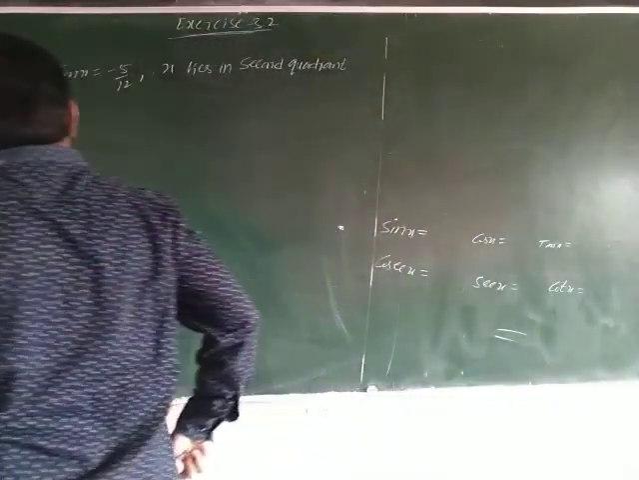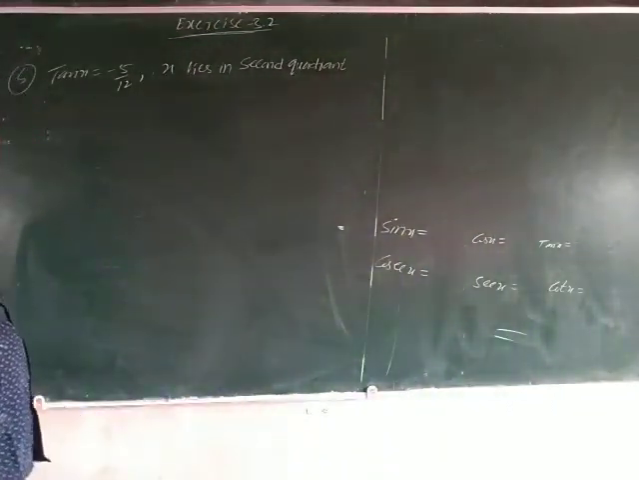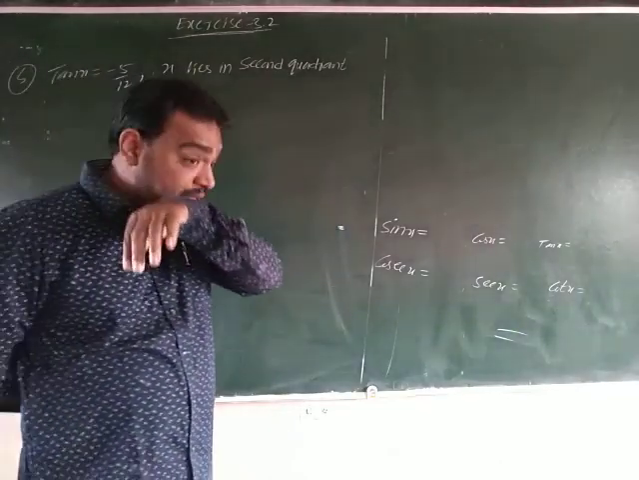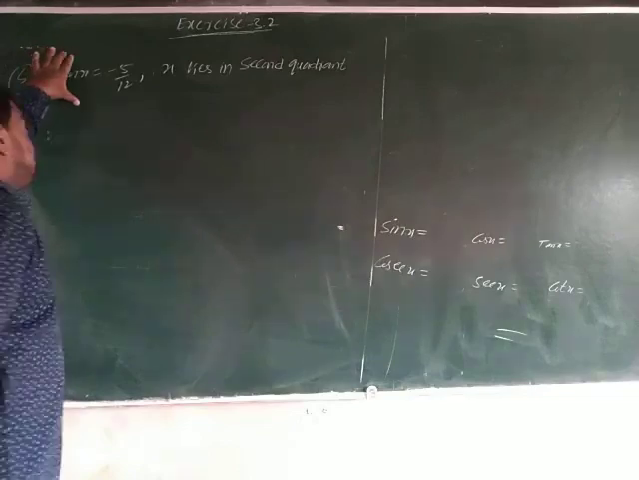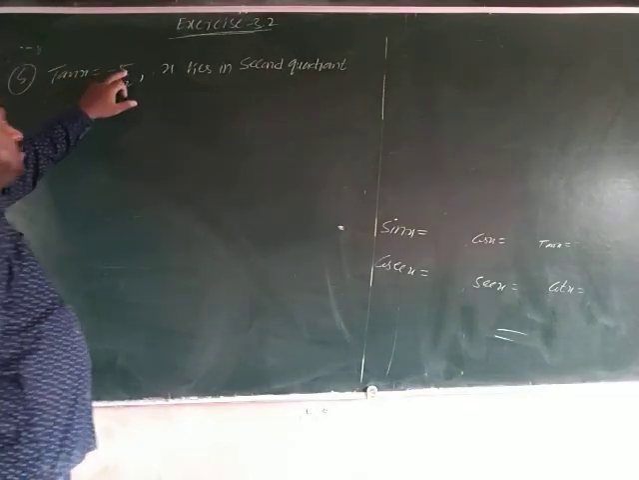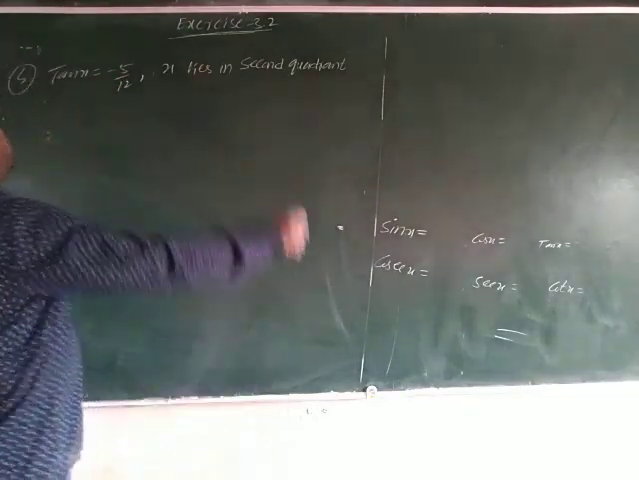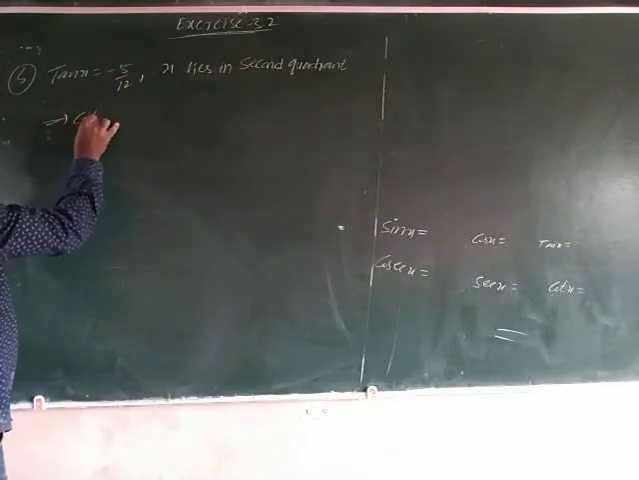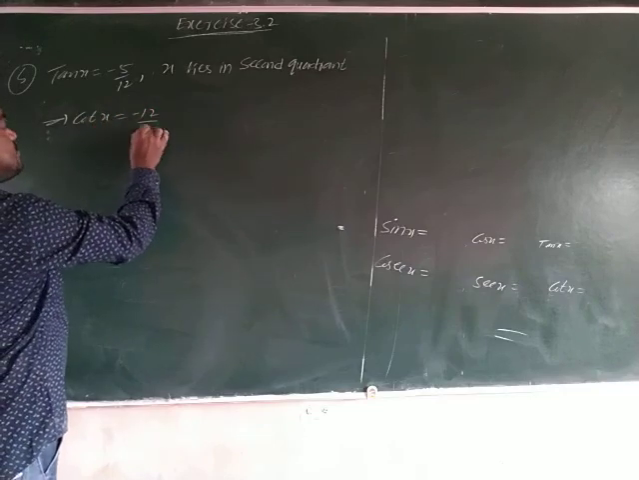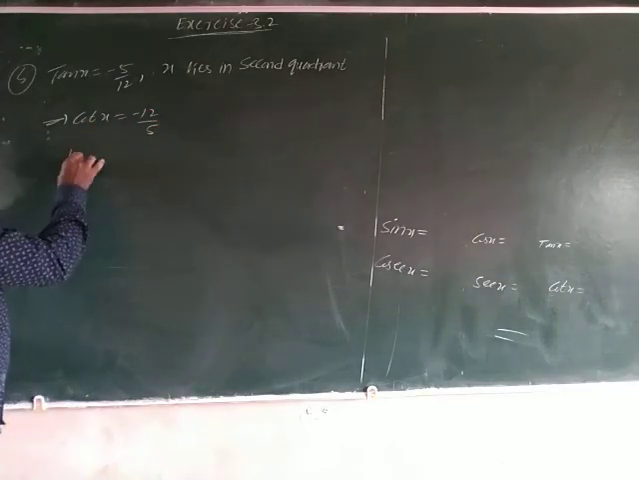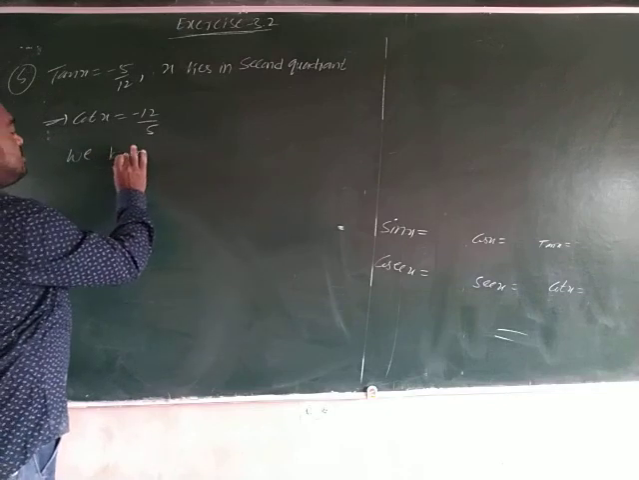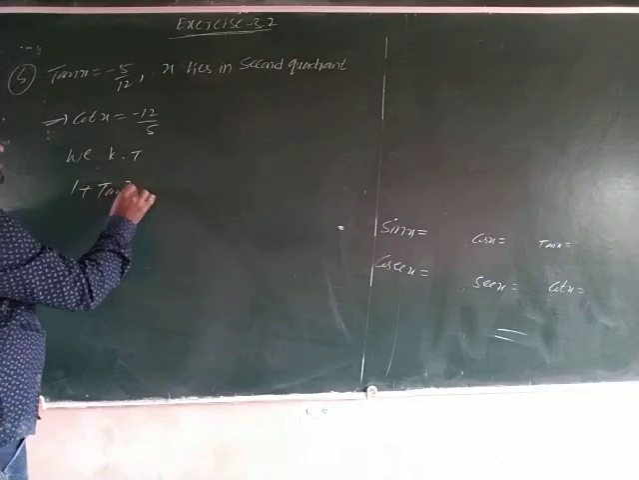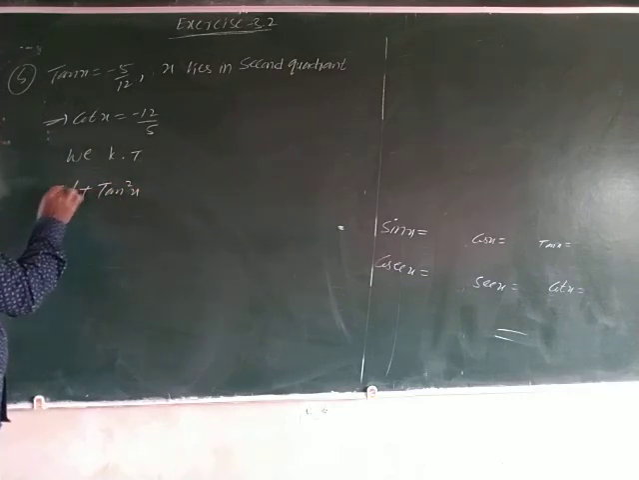Tan x is equals to minus 5 by 12, x lies in second quadrant. That is the question. Simple one. Again, solution you write this one. Tan x is equals to minus 5 by 12, x lies in second quadrant. That implies cot x is equals to minus 12 by 5. Now we know that the relation between tan and secant is 1 plus tan square x is equals to secant square x.